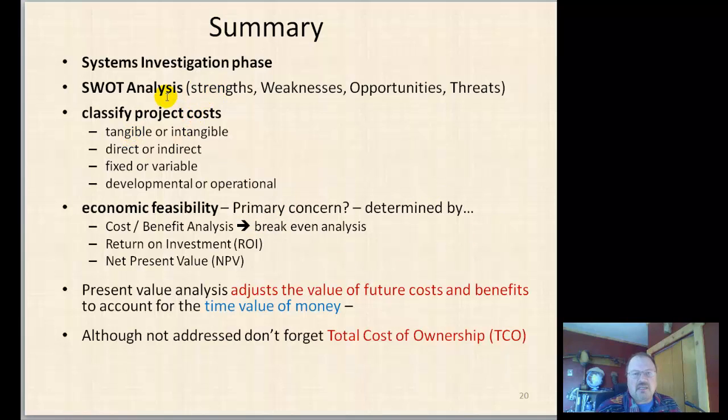So we've looked at the SWOT analysis, tangible, intangible, direct and indirect costs and benefits, also economic feasibility, cost-benefit analysis, ROI and NPV. Remember that the present value analysis adjusts the value of future costs and benefits, and this accounts for the time value of money. And then, although we didn't address total cost of ownership, that is the cost of, say you have a computer lab, like at Helena College, the hardware, the software, the maintenance over the total lifespan of that particular lab.